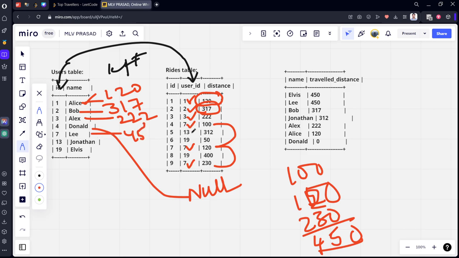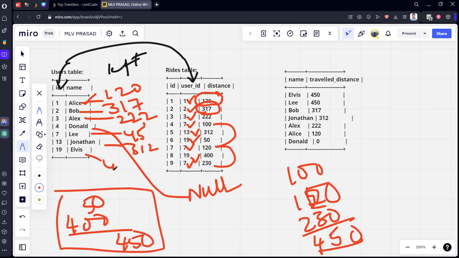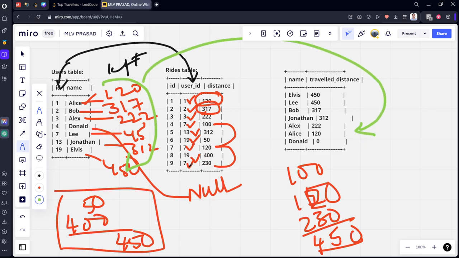13 is Jonathan. 13 has traveled only once here, with a distance of 312. Okay, 19 is Elvis. Where is 19 here? 19 has traveled 2 times, 50 plus 400, so in total he traveled 450. This is what you can see here also, except for one thing: where he has not traveled anything, we will keep null as 0.